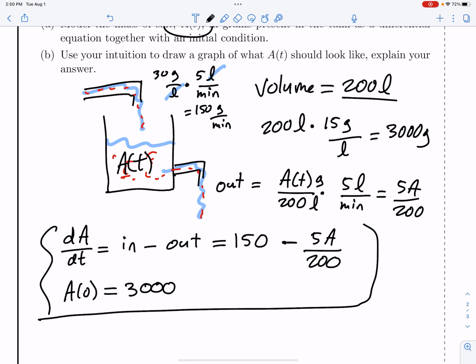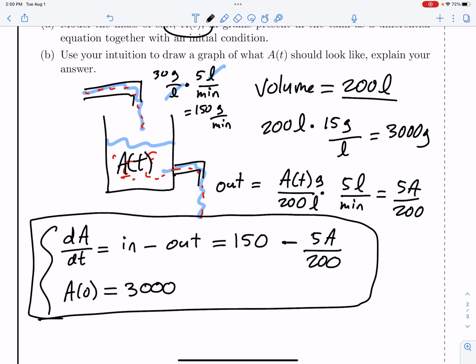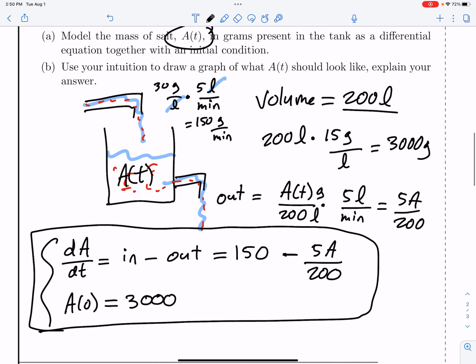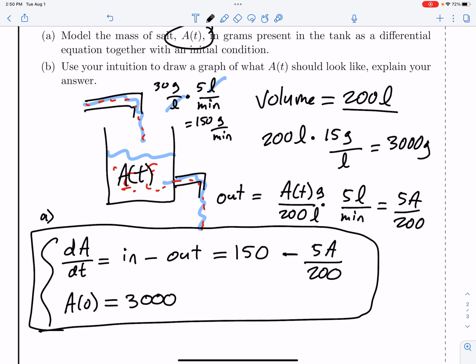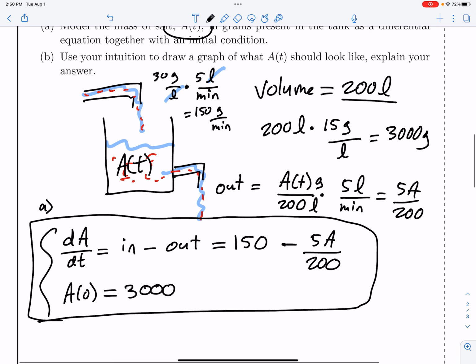And that makes a differential equation. It's an initial value problem because it's a differential equation together with an initial condition. So dA dt equals 150 minus 5A over 200, and A of 0 equals 3,000. That is our answer to part A. Part B says draw a graph of what A of t should look like and explain your answer.